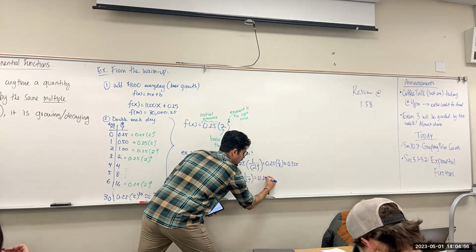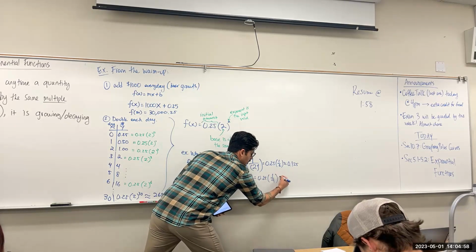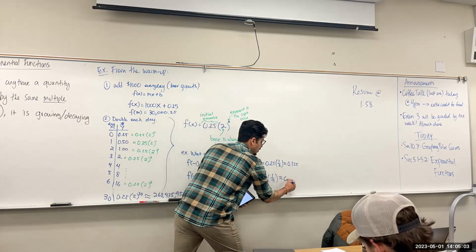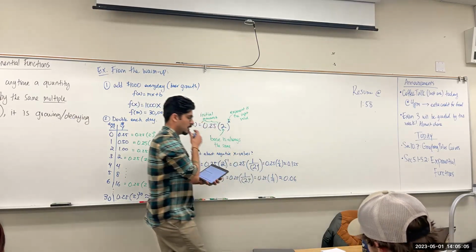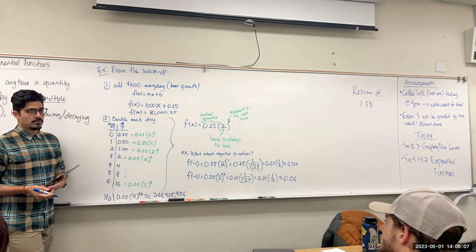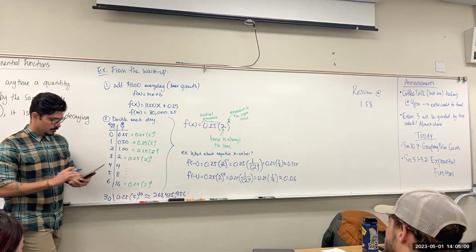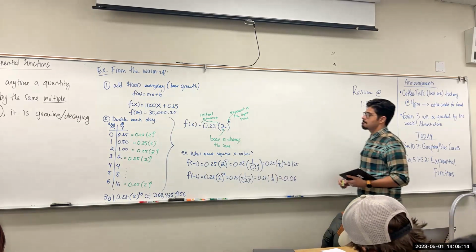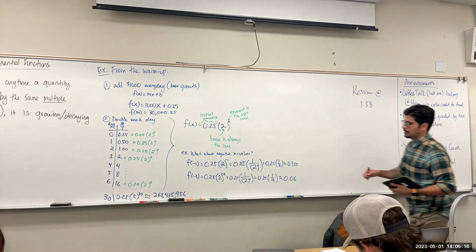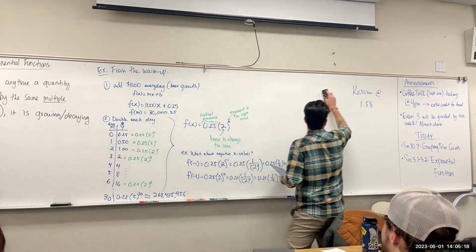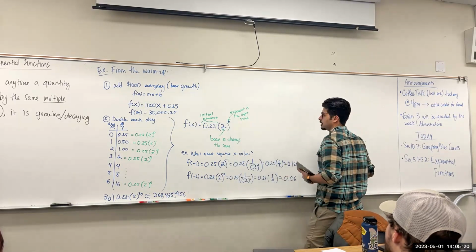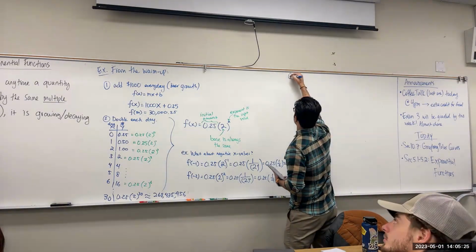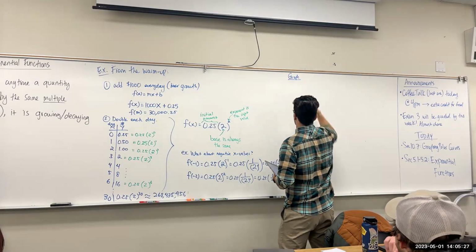So 0.25 times 1/4, which is approximately going to be 0.06. But yeah, look, those values are getting really small. And in terms of its graph, just do a little sketch so that it's in your notes.